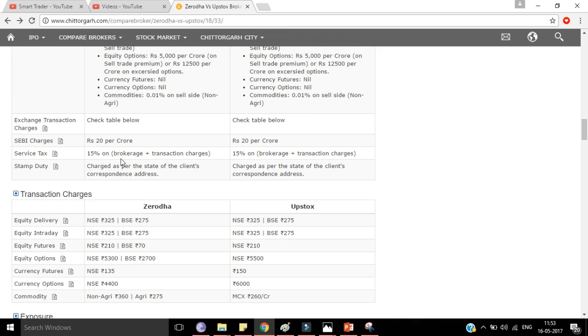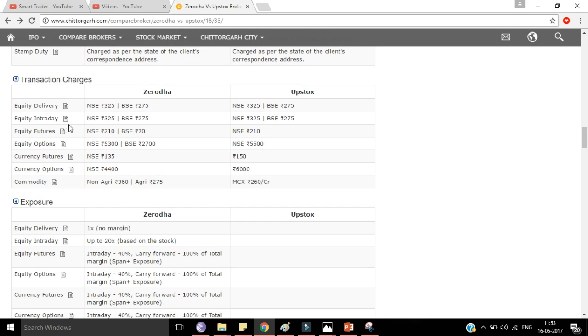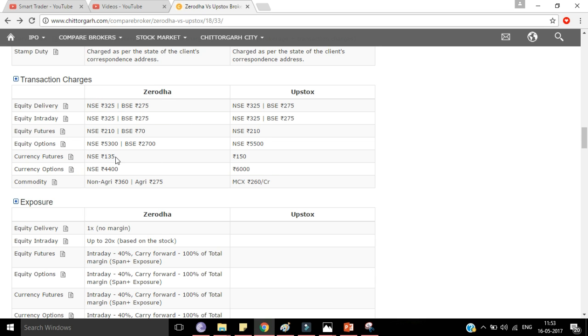So SEBI charges, these all should stay same. Rules are going to be same for all. So equity delivery also is going to be same almost. It's just that if you see currency futures, NSE is 135 here, here it is 150, and it's 5300, 5500, that's a variation. NSE for 400, 6000. So this is how Zerodha is picking up in this case. So thumbs up to Zerodha.